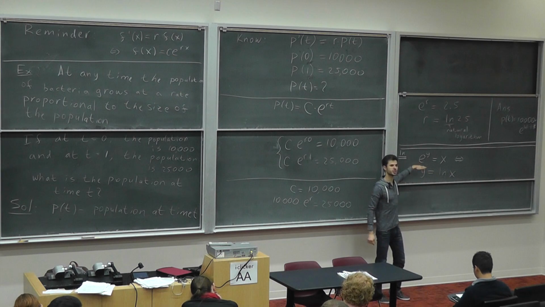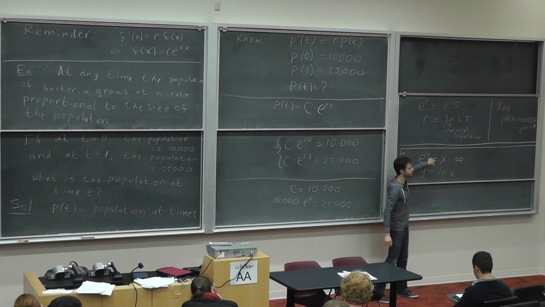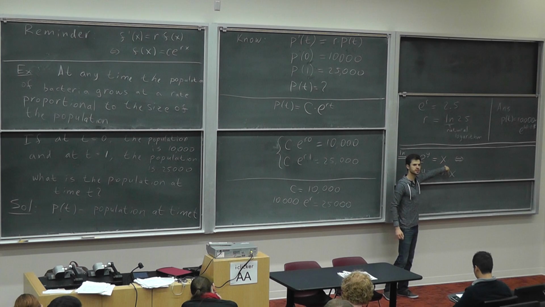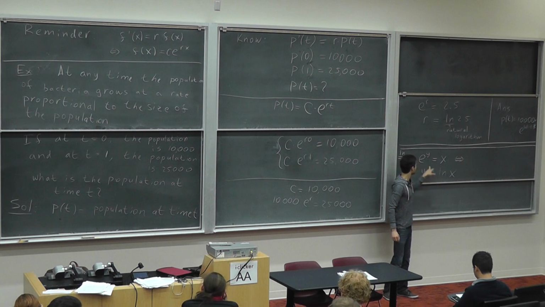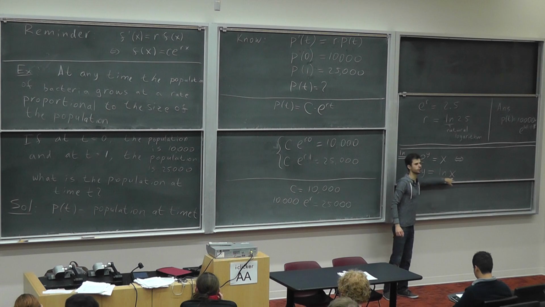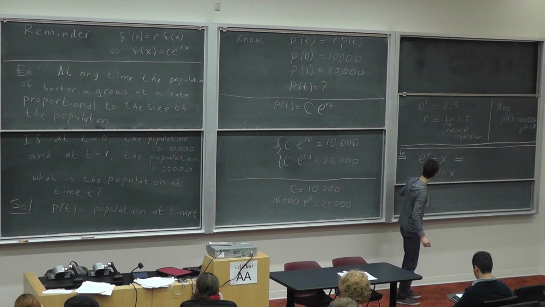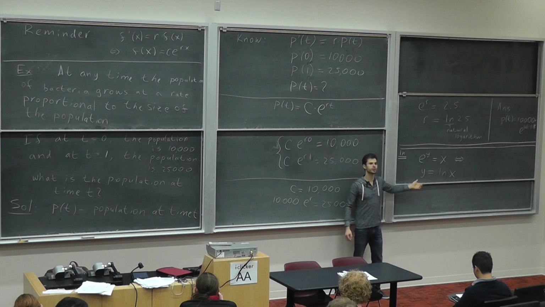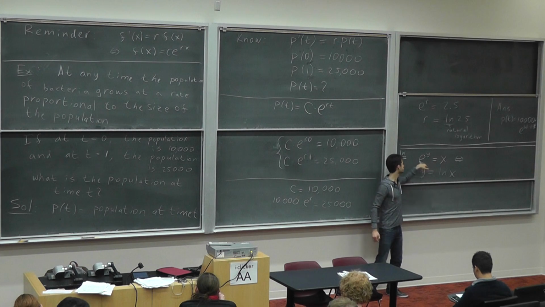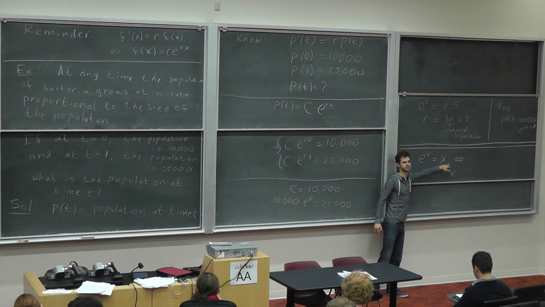So these two lines are just the same thing. e to some power is x. We call this power the natural logarithm of x. So the natural logarithm of x is the power to which you should raise e to get x.